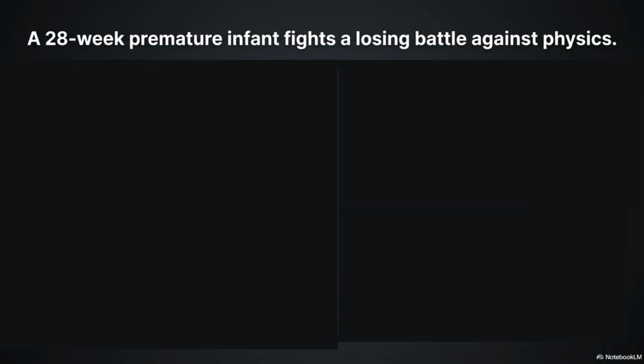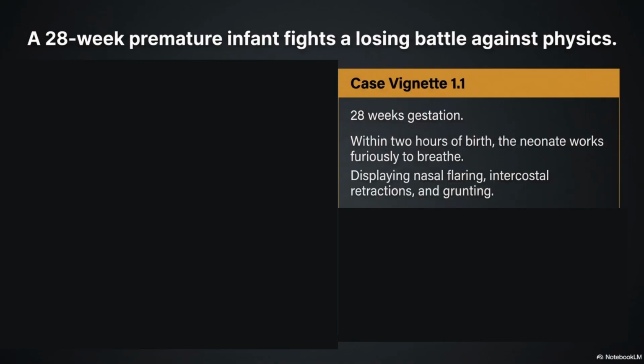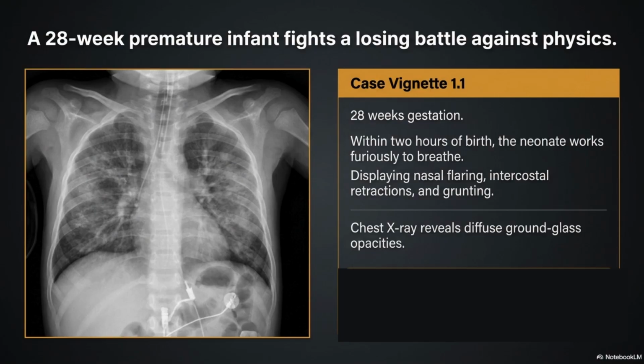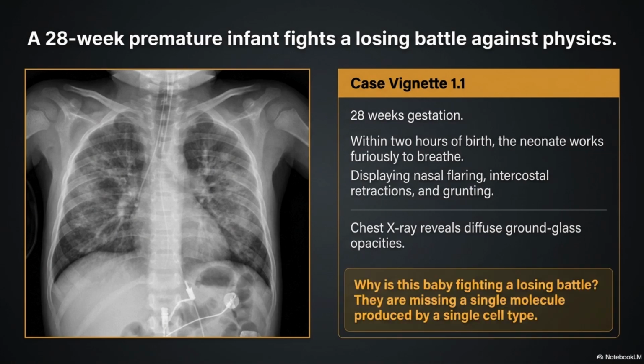Let's start with a case vignette. A 28-week premature infant who is fighting a losing battle against physics. The neonate is at 28 weeks gestation and within 2 hours of birth starts working furiously to breathe. Clinically, we are seeing nasal flaring, intercostal retractions, and grunting. You order a chest X-ray and it reveals diffuse ground glass opacities. So I want you to ask yourself, why is this baby fighting a losing battle? The answer is that they are missing a single molecule produced by a single cell type. Keep this in mind as we explore the normal histology.